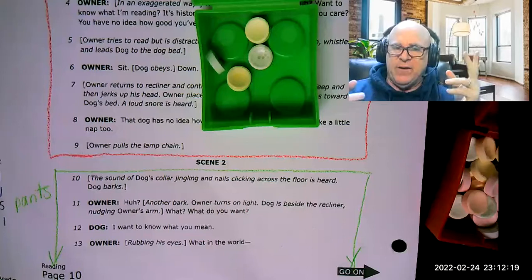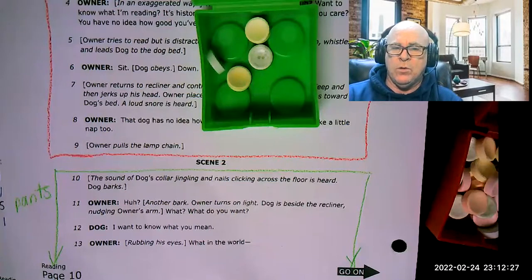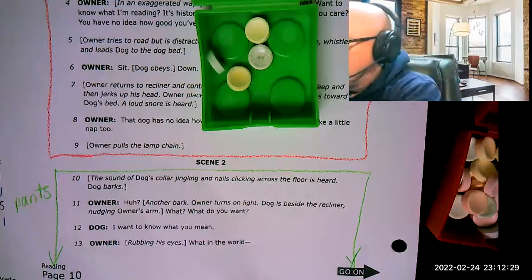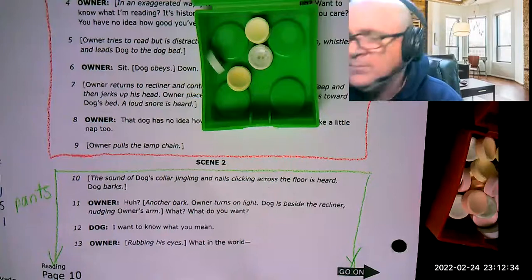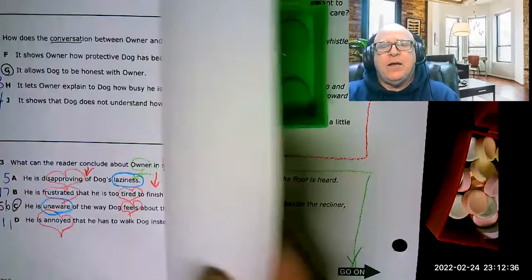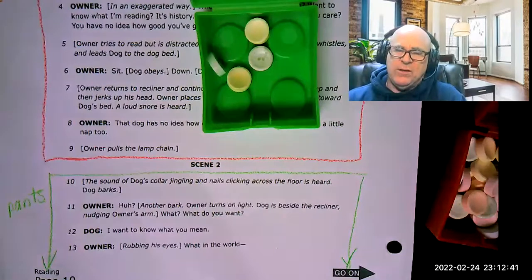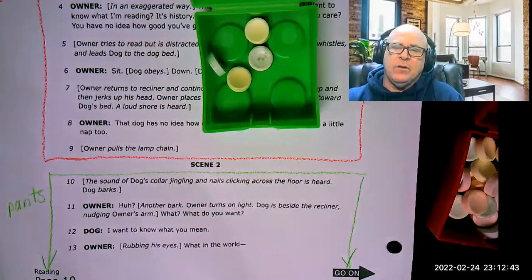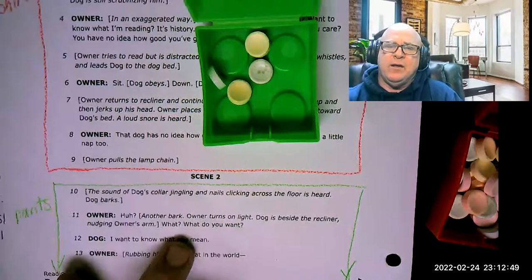Suddenly, animal fantasy. I want to know what you mean. Owner, rubbing his eyes. What in the world? So if I were to continue on, the dog asks him, and I'm not going to keep going, but I just want you to realize that the dog wants to know what he means, that he has no idea how good he's got it.